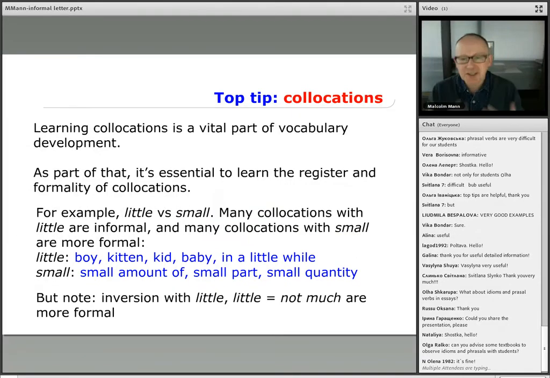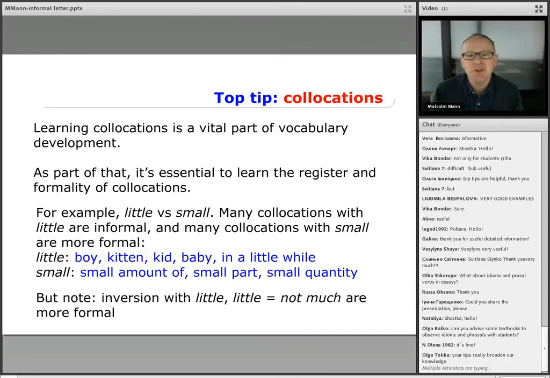Collocations. Teaching collocations, of course, as part of vocabulary is absolutely vital. We also need to teach our students which collocations are formal and which are informal. Just one example: little and small often mean the same thing in English. Little frequently collocates with informal things: a little boy, a little kitten, a little kid, a little baby, in a little while. They're all informal. Whereas small usually collocates with formal things.